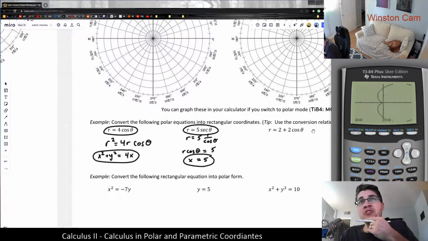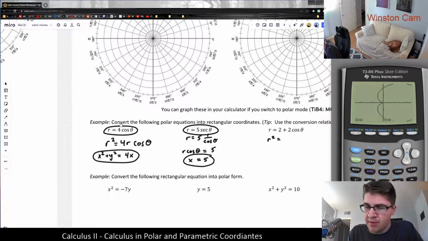Well, in this one, we could take a similar approach to what we did with the equation of a circle and multiply through by r. And so if we do multiply through by r, what we'd have is r squared is equal to 2r plus 2r cosine theta.